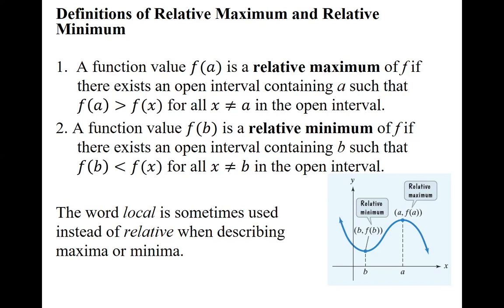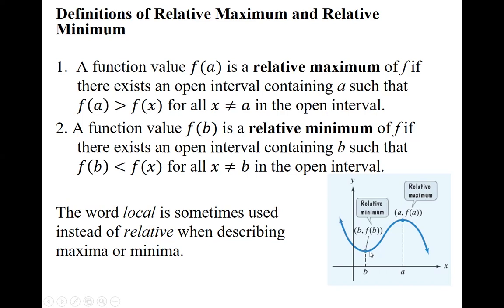A function value f of b is a relative minimum of f if there exists an open interval containing b such that f of b is less than f of x for all x not equal to b in the open interval. In other words, for a relative maximum, there's a point that's the uppermost point. And for a relative minimum, there's a point that's the lowermost point.